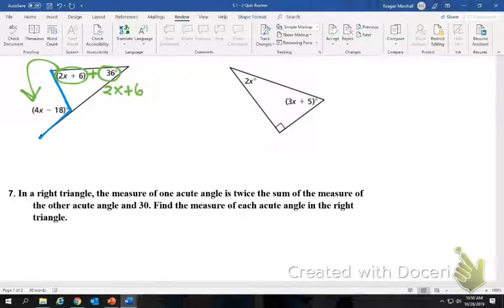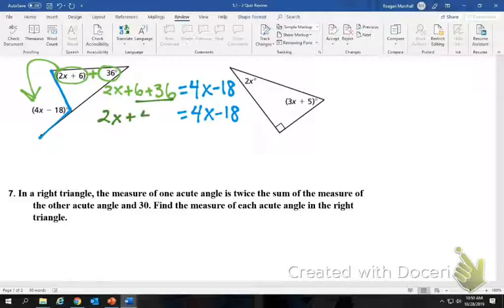2x plus 6 plus 36. And it equals the outside angle of 4x minus 18. From here we combine like terms. What is 6 plus 36? 42. So we have 2x plus 42 equals 4x minus 18. Move the smaller x. So subtract 2x. 42 equals 2x minus 18.